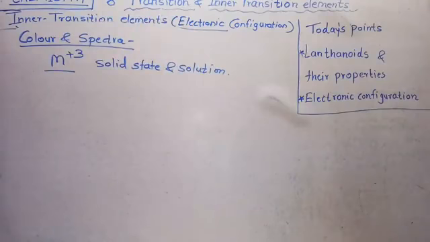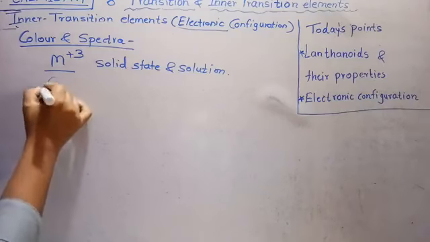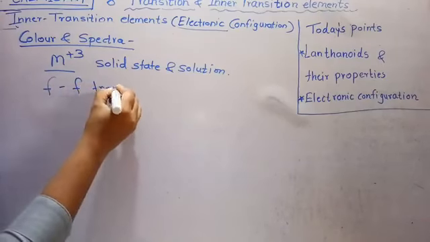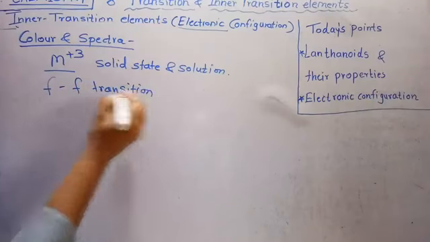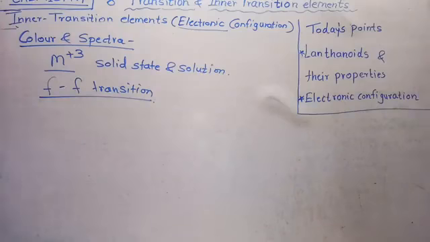There are two or three points behind the color. These elements have a tendency to absorb radiations from the visible region. This is the first. Then second, lanthanoids have unpaired electrons in the 4f orbital, so there is the possibility of f-f transition. Due to this f-f transition, they absorb radiation from the visible region and appear as a color.